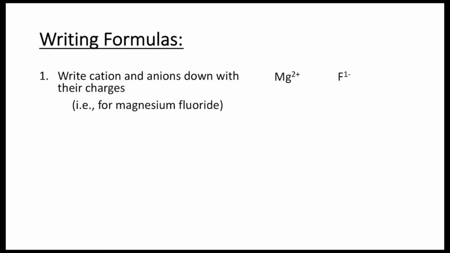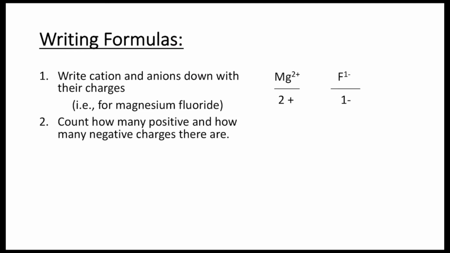So writing formulas. We're going to write the cation and anions down with their charges. So in this case, we're dealing with magnesium fluoride as our example. So you'll always be given the name. So magnesium has a 2+ charge. Fluoride, which is fluorine, has a 1- charge. With that, you want to write the charge below. So 2+, 1-.